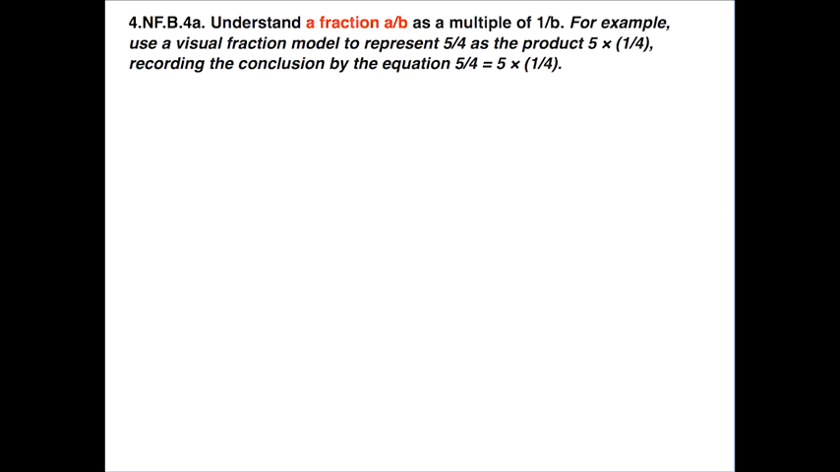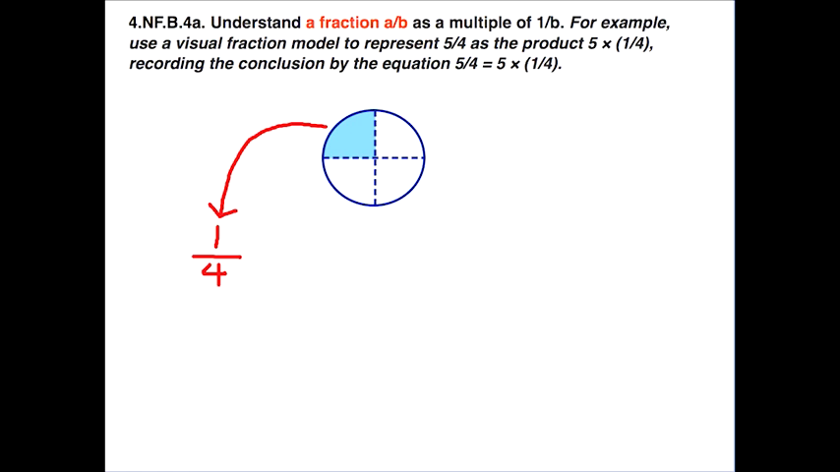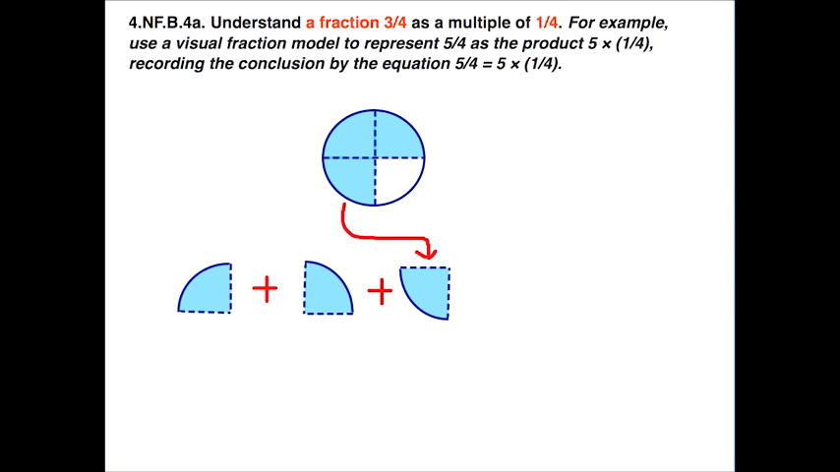Let's look at this idea of a fraction, a over b. Let's use the physical representation, a circle. We cut it up into 4 parts, so each one of these would be 1/4. Let's take our standard and replace our variables. We're dealing with fourths, so let's do that. So here we have a fraction 3/4. Each part is 1/4. So let's cut those out and represent them this way.